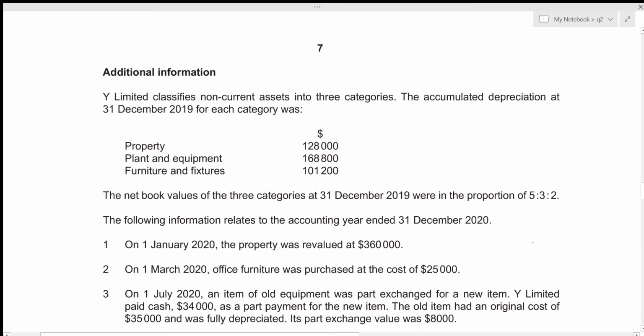We are given additional information. Y Limited classifies non-current assets into 3 categories, and the accumulated depreciation at 31st December 2019 for each category was: for property, it was 128,000, for plant and equipment, it was 168,800, and for furniture and fixtures, we can see it is 101,200. Now, the net book values of the 3 categories at 31st December 2019 were in the proportion of 5:3:2. Alright, and we already figured out the total net book value of the non-current assets, right? So we just need to divide this on this particular ratio in order to figure out the net book value for property, plant, as well as equipment.